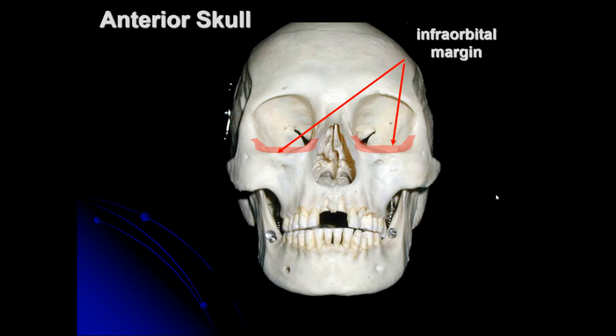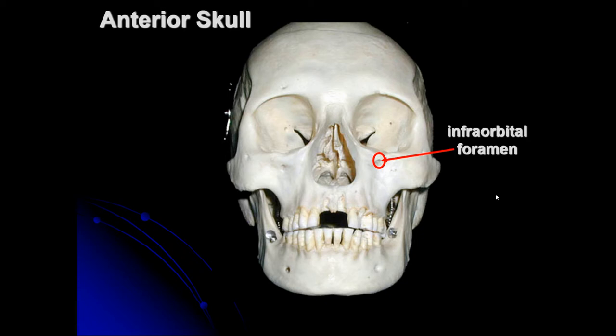Remember, there was also a pair of holes up at the top. Well, there's also a pair of holes here. And these are called the infraorbital foramen. And the nerve that carries the sensation from this part of the face goes through here.